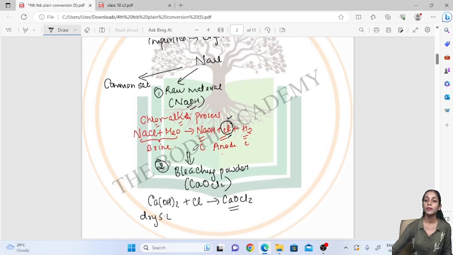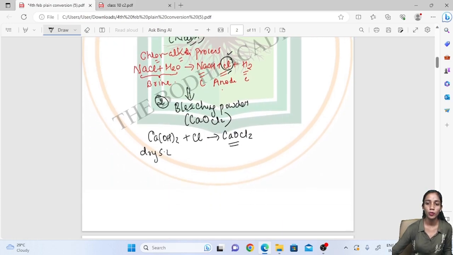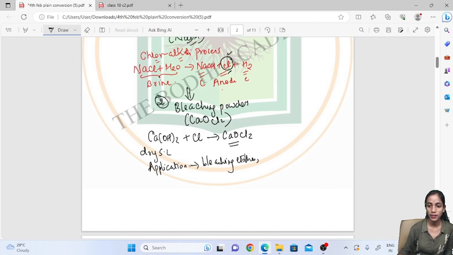The main important thing over here is the production of bleaching powder, and secondly also the applications of bleaching powder. What are the applications of bleaching powder? One application is that it is used for bleaching clothes and other material, and it is also used as an oxidizing agent and as a disinfectant.